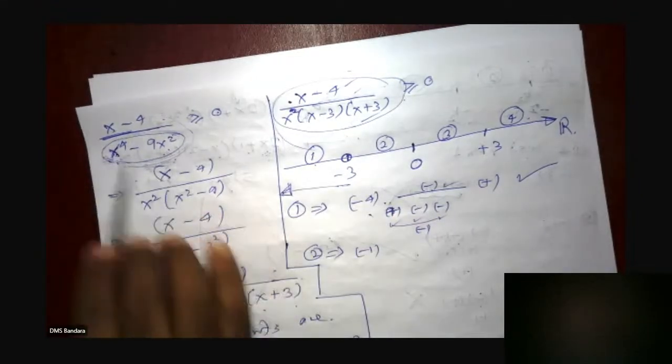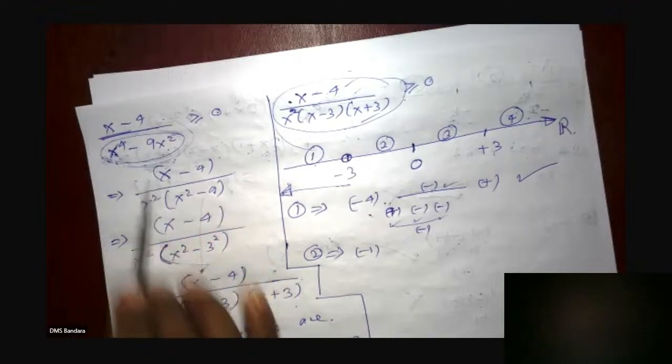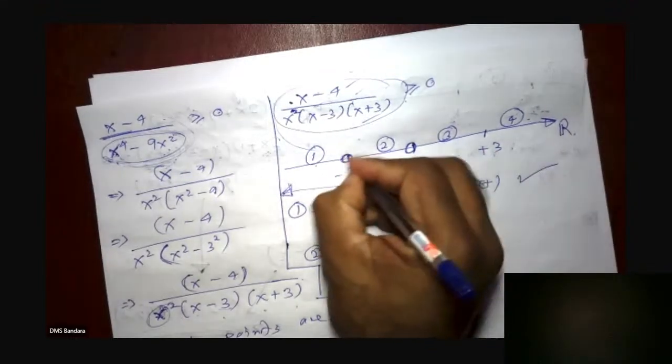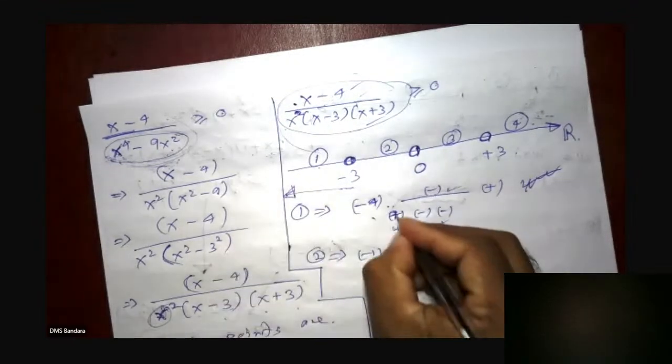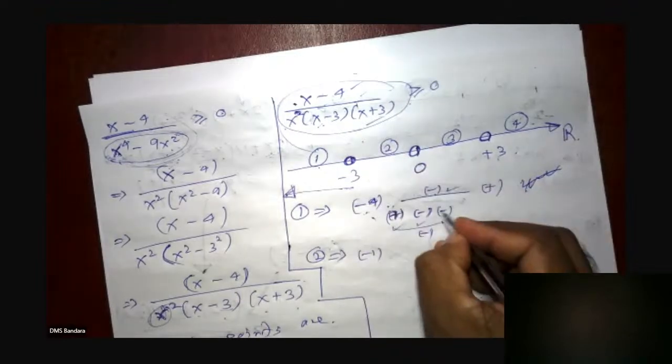For the existence of this inequality, the denominator cannot be 0. We simplify the denominator to find the critical points. When we consider these points, x cannot be 0, x cannot be plus 3, x cannot be minus 3. When x equals 0, the denominator goes to 0. The inequality does not exist. So 0 cannot be here, minus 3 cannot be here, plus 3 cannot be here. Now in region 1, I take minus 4. When minus 4 is substituted, x squared is plus. Substituting minus 4, x minus 3 is negative. Substituting minus 4, x plus 3 is already negative.